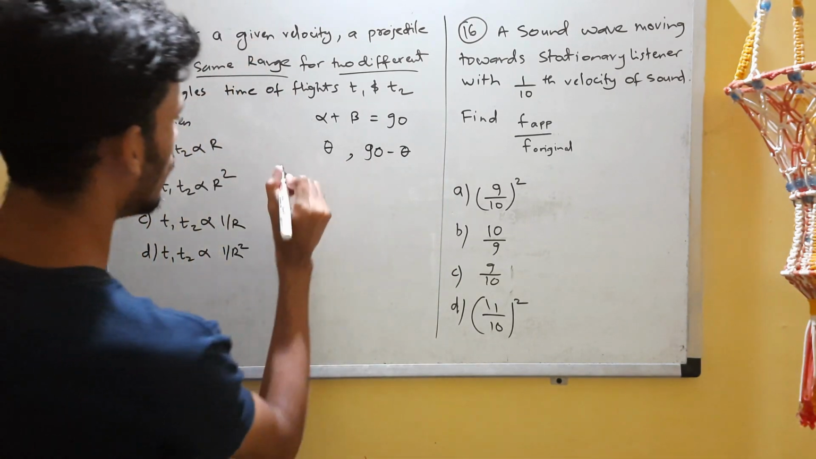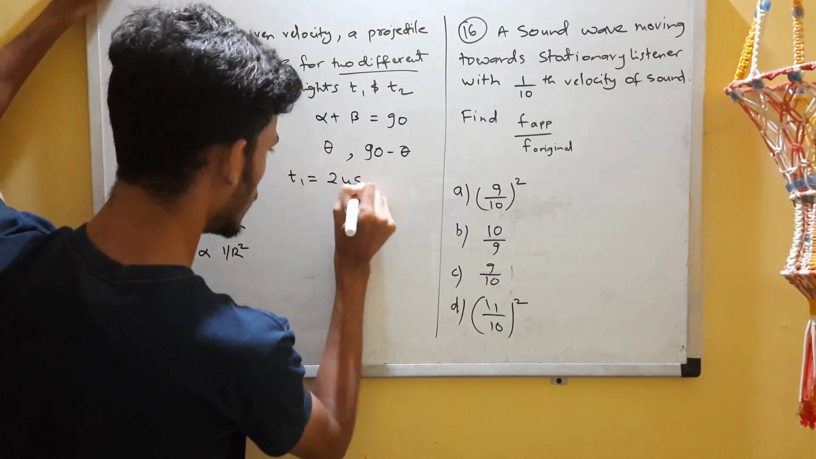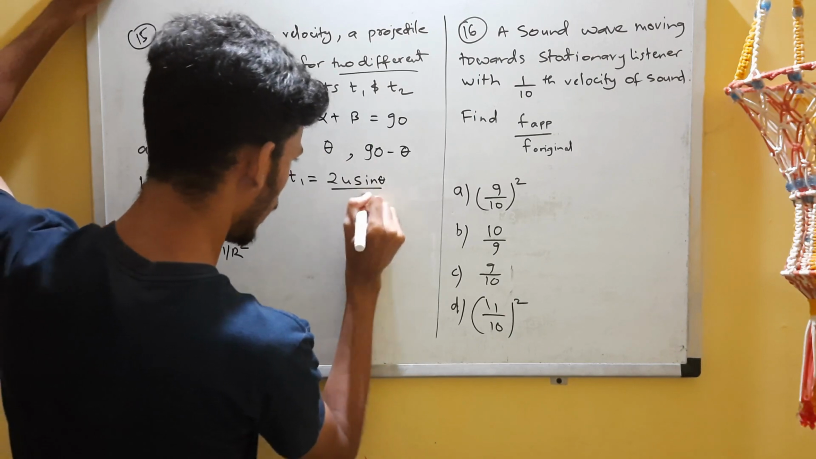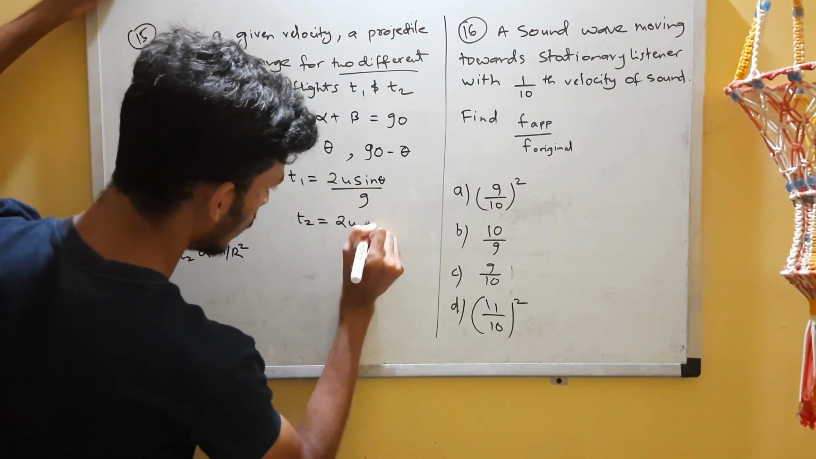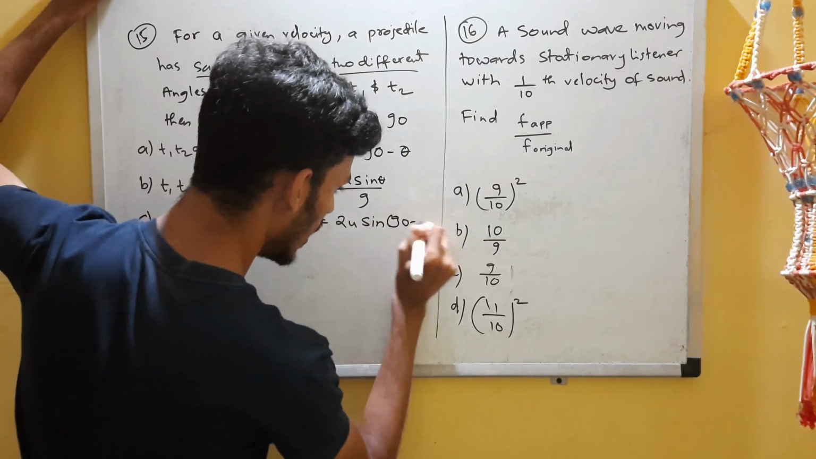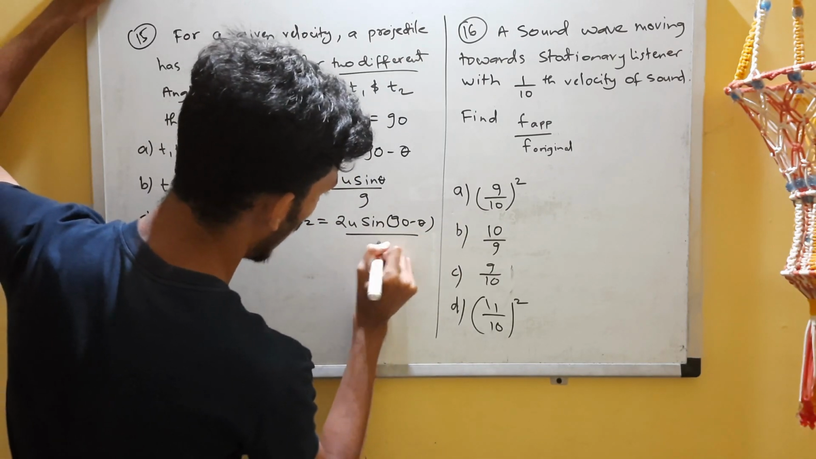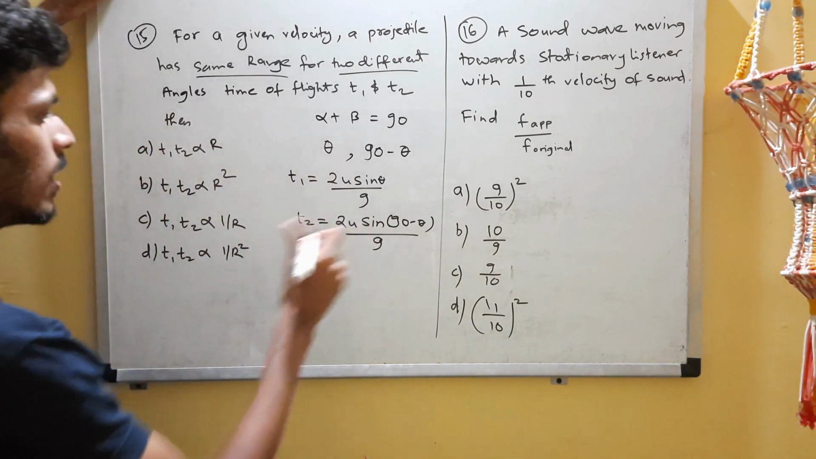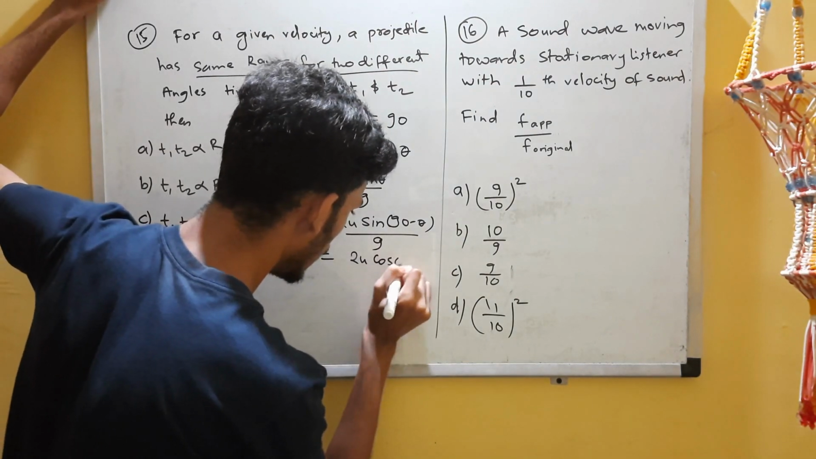Okay, so first of all, we can write time of flight for the first one, which has angle theta. So T1 = 2u sine theta by g. This is the formula for time period, right? So T2 will be given as 2u, here the angle is 90 minus theta. Okay, so 2u sine of (90 minus theta) by g. Okay, so here sine (90 minus theta) is cos theta. Okay, so T2 = 2u cos theta by g.